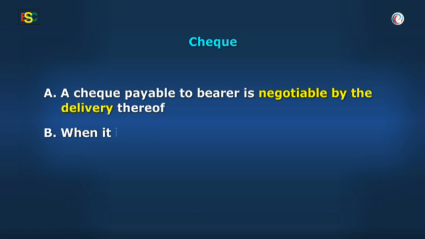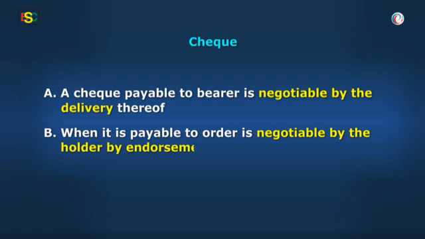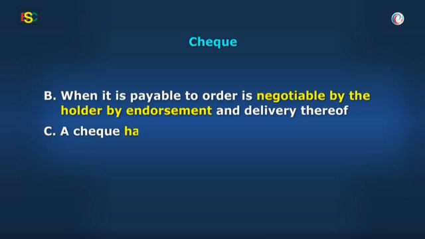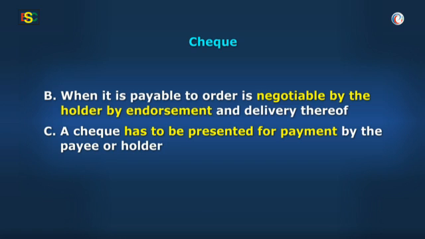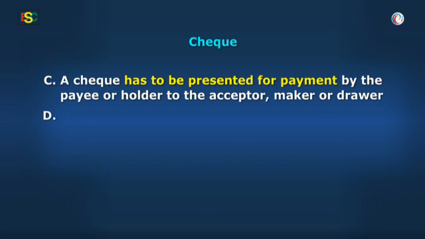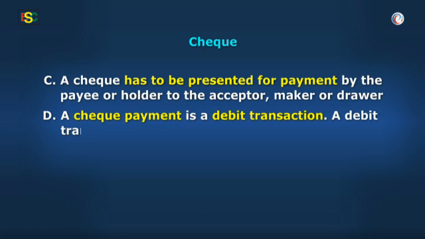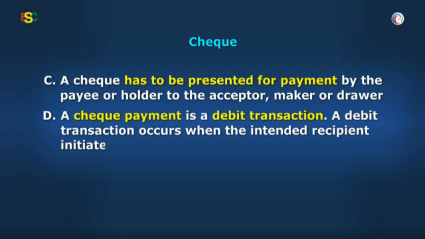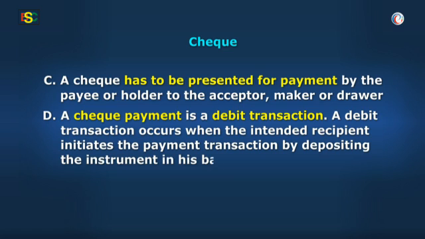A. A check payable to bearer is negotiable by the delivery thereof. B. When it is payable to order, it is negotiable by the holder by endorsement and delivery thereof. C. A check has to be presented for payment by the payee or holder to the acceptor, maker or drawer. D. A check payment is a debit transaction. A debit transaction occurs when the intended recipient initiates the payment transaction by depositing the instrument in his bank.